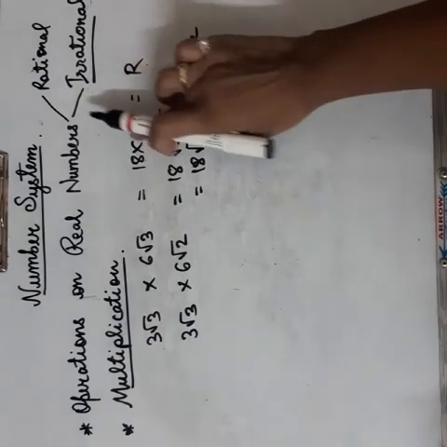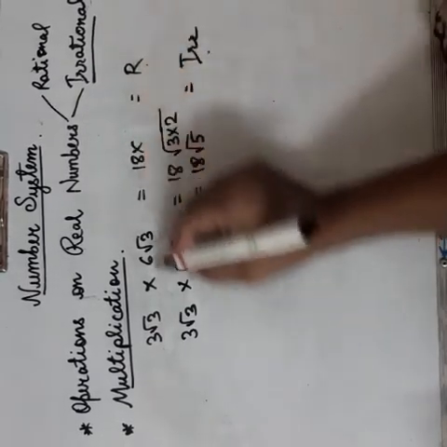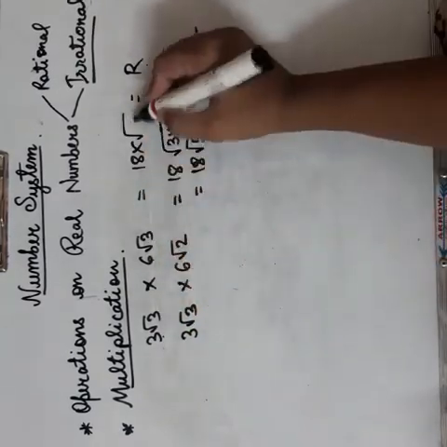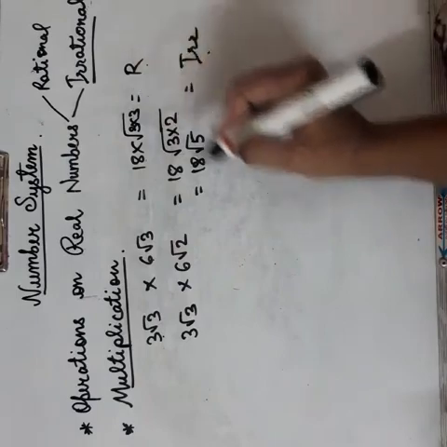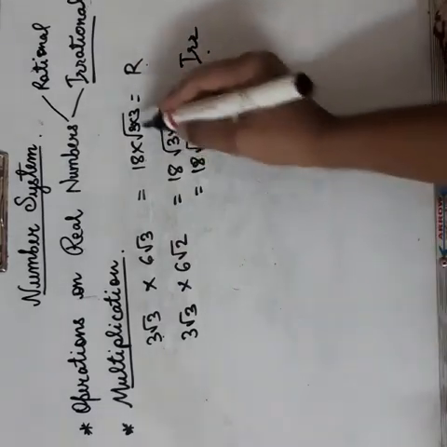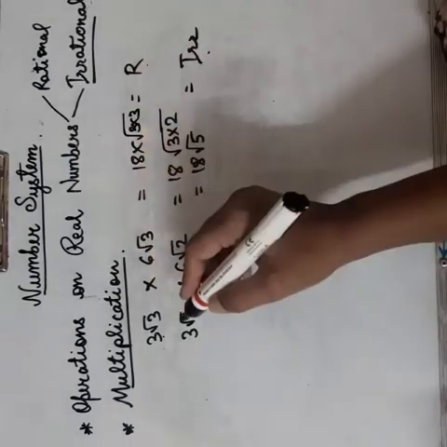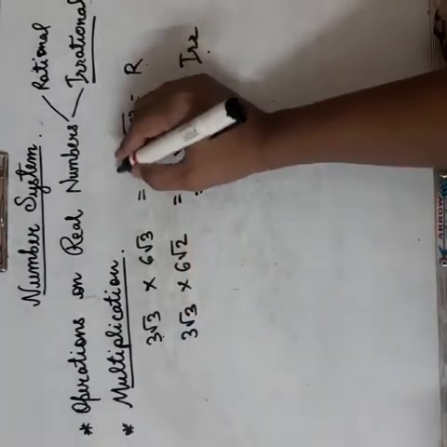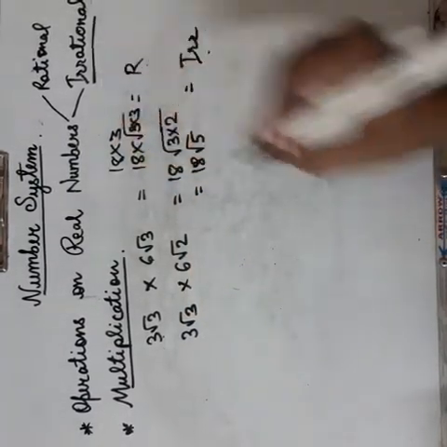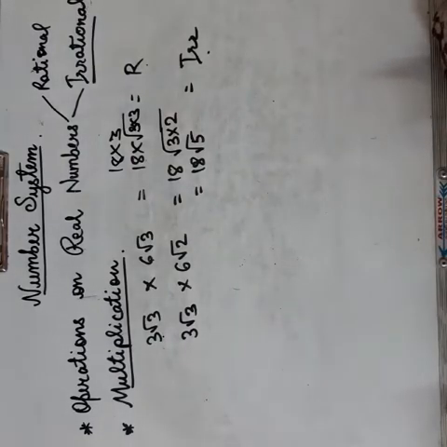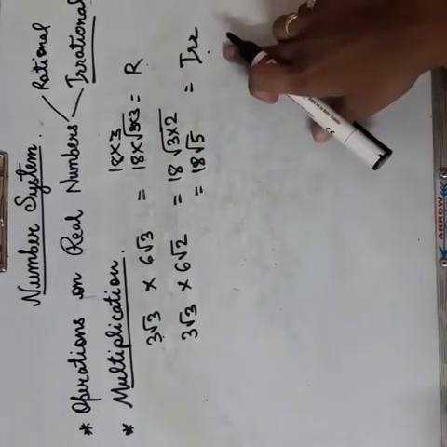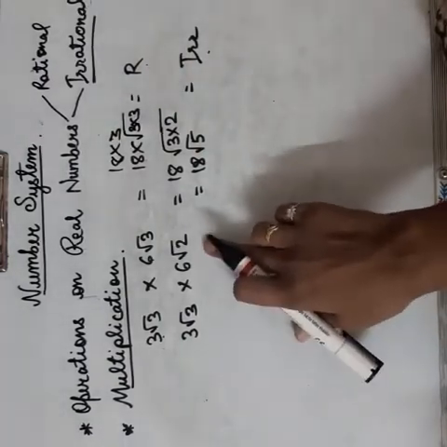Right? Here this 3, how did it come? 6 into 3, 18. And this root 3 into root 3 into root 3, that is 3 into 3, 9. 9 after coming out of the root sign will be 3. So that's why it was 18 into 3. Getting? So that's why it was irrational number. So sometimes you are getting rational, sometimes irrational, depending upon your multiplicands.